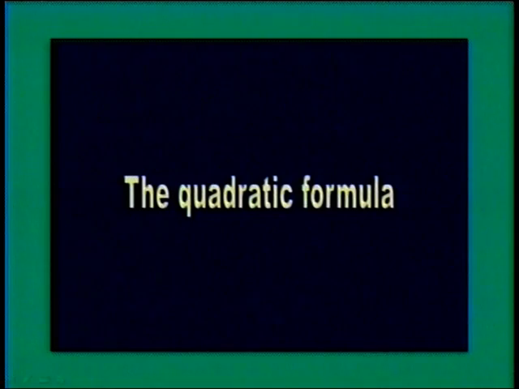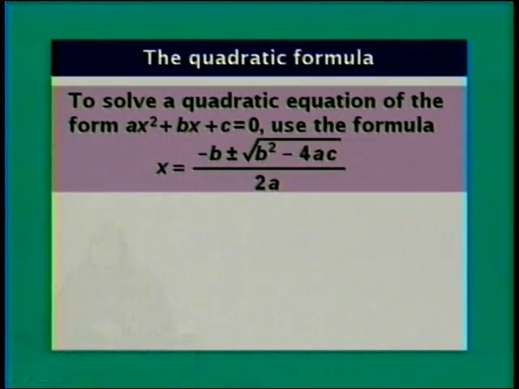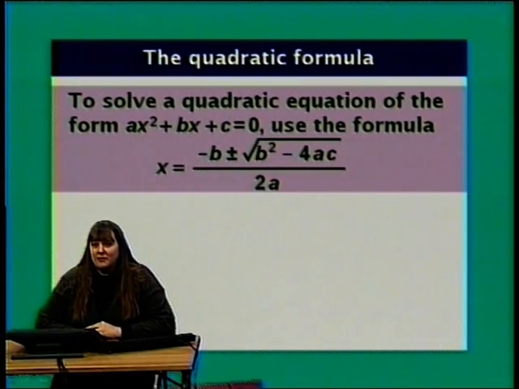So, what is the quadratic formula? To solve a quadratic equation of the form ax squared plus bx plus c equals 0, use the formula x equals the opposite of b plus or minus the square root of the quantity b squared minus 4ac all over 2a.